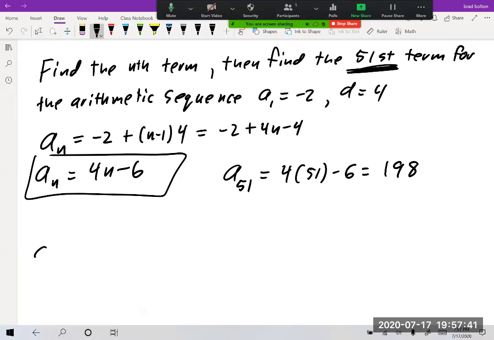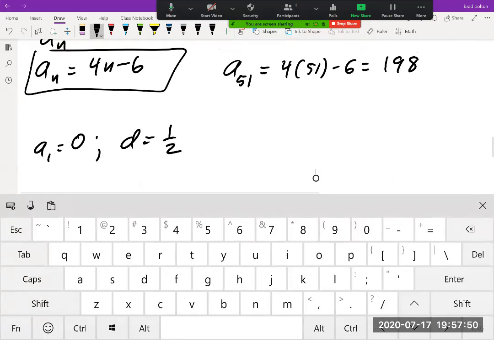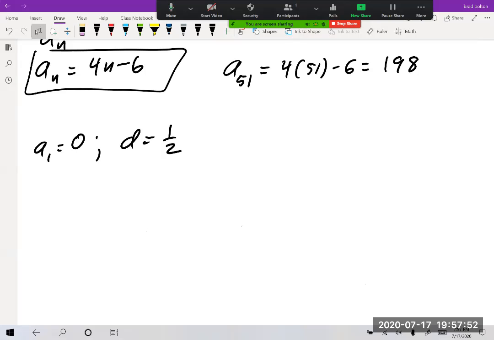Okay, let me have you guys try one. So now what if I give you A sub 1 is equal to 0, and the common difference, D, is equal to 1/2. So you guys do the same thing I did, find the general term, and then find the 51st term for this problem. Okay, so hopefully you unpause the video now and we're ready to go. So we're going to do A sub n is equal to 0 plus n minus 1 times 1/2.